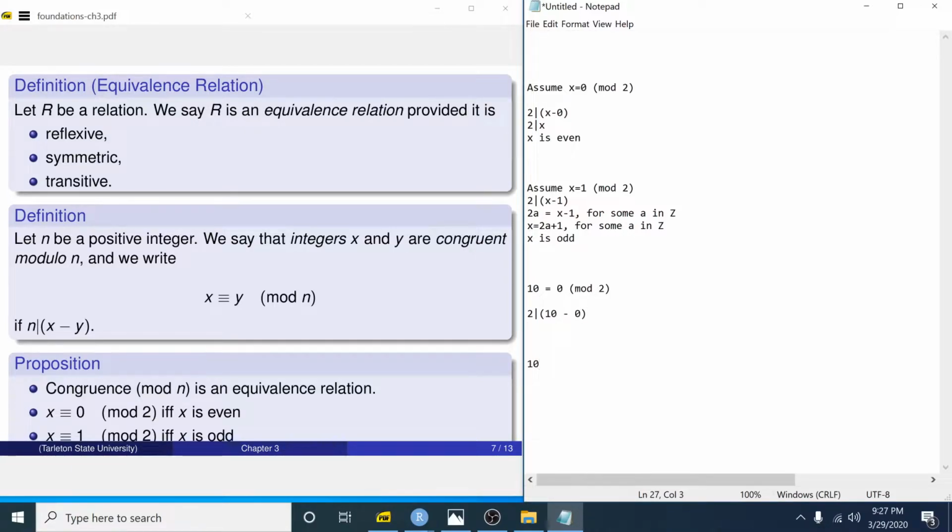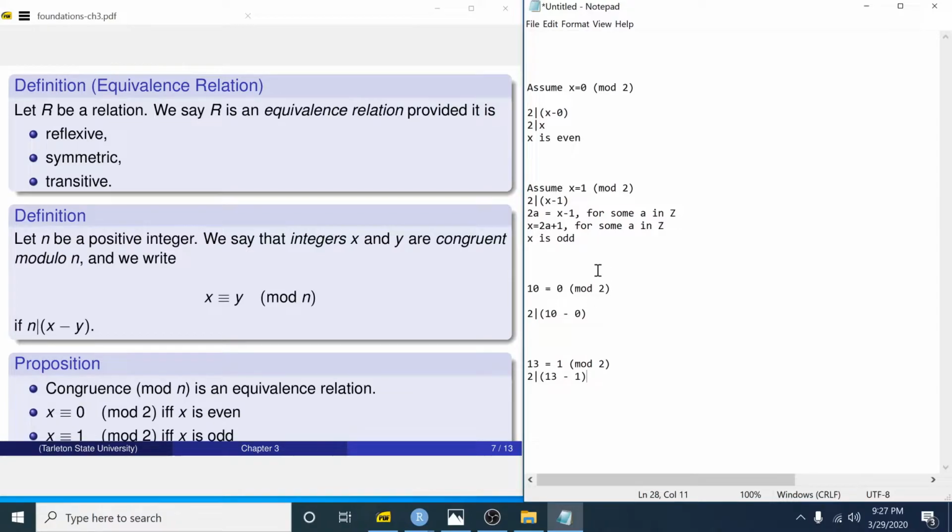Is the number 13 congruent to 1 mod 2? Sure, because 2 does divide evenly into 13 minus 1. 13 minus 1 is 12, and 2 does divide evenly into 12, so that's true. So what we're seeing here, and you can check this for other examples, is a general pattern: every even number is congruent to 0 mod 2, and every odd number is congruent to 1 mod 2.